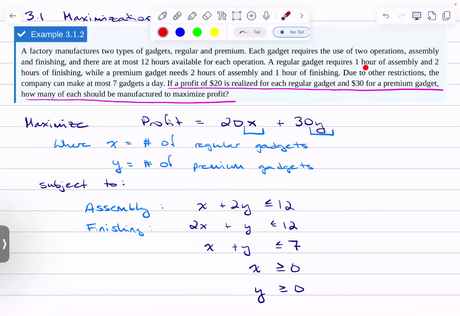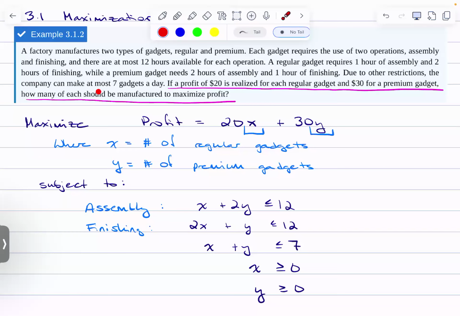So a regular gadget requires 1 hour of assembly. Okay, that's here. And a premium gadget needs 2 hours of assembly. So that's here. So that looks good to me. And we have at most 12 hours for each of those operations. And so these two check out. Good. I think I skipped one. Oh yeah, a premium gadget needs 2 hours of assembly and 1 hour of finishing. 2Y and 1Y. Good.